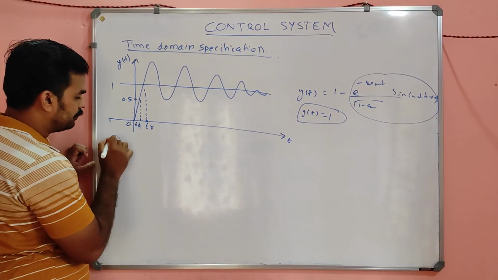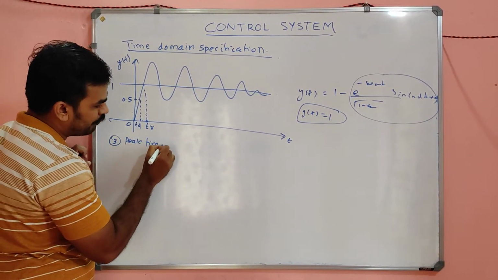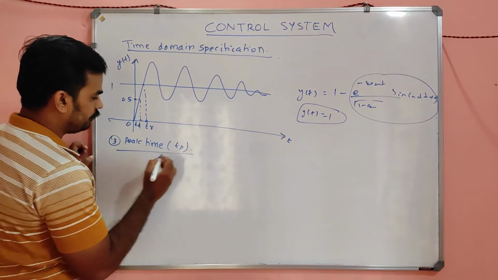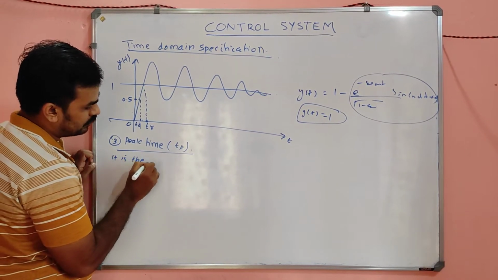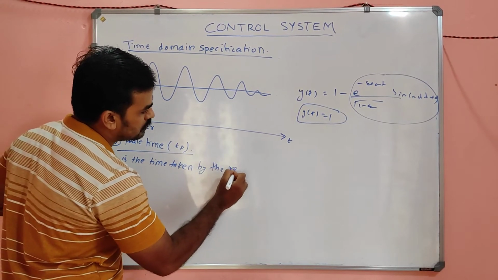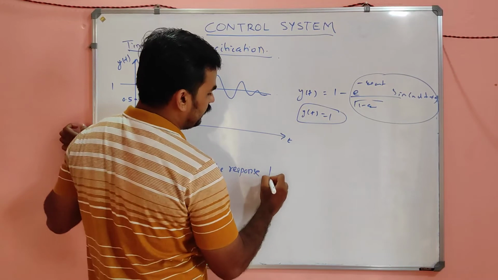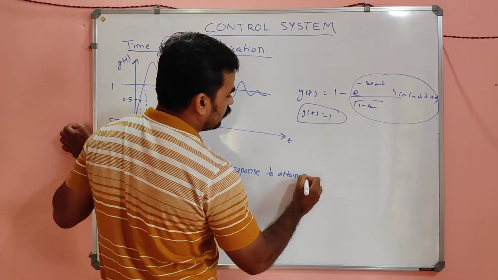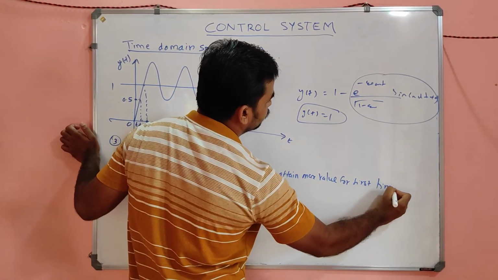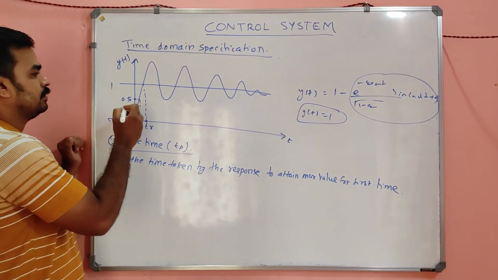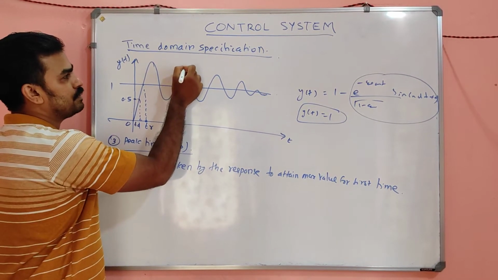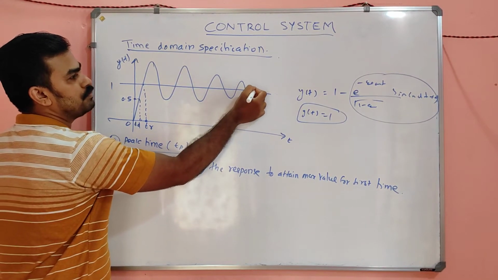And the third one is peak time, TP. It is the time taken by the response to attain the maximum value for the first time. What is the meaning of that? For the first time means for the first sinusoidal wave. This is for the second time, this is for the third time, this is for the fourth time, this is for the fifth, etcetera.